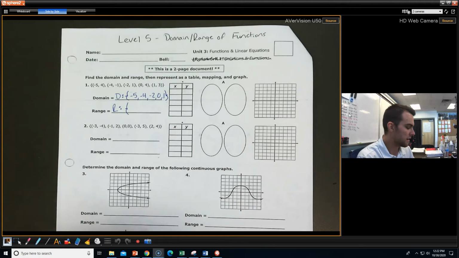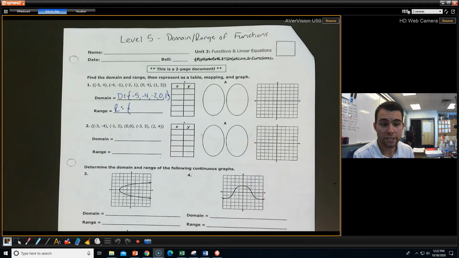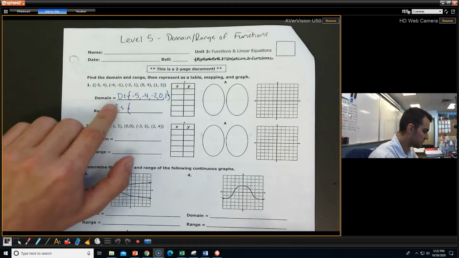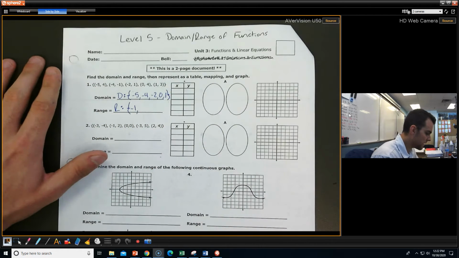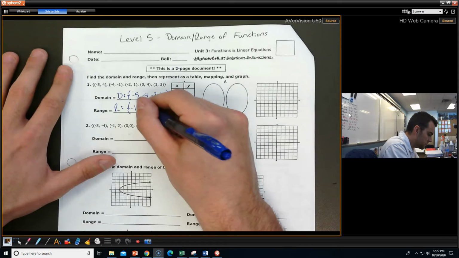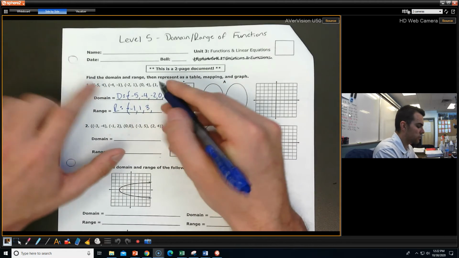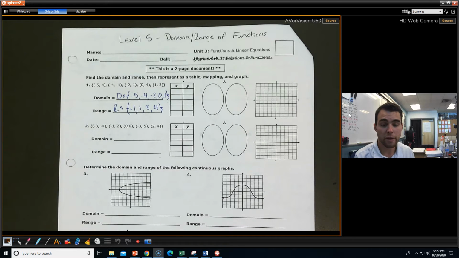Alright, we're back. Again, the range is just y values. It's good to go least to greatest, so we're going to do that, but if you didn't, it's not the end of the world. It looks like our smallest one is -1. Then we have 1. Then we have 3. And then we have 4 twice, so I'm only going to list the 4 once. There's our domain and range.